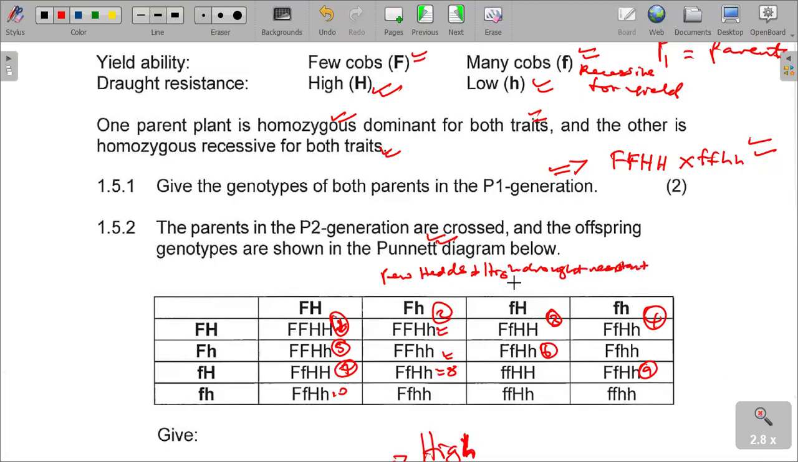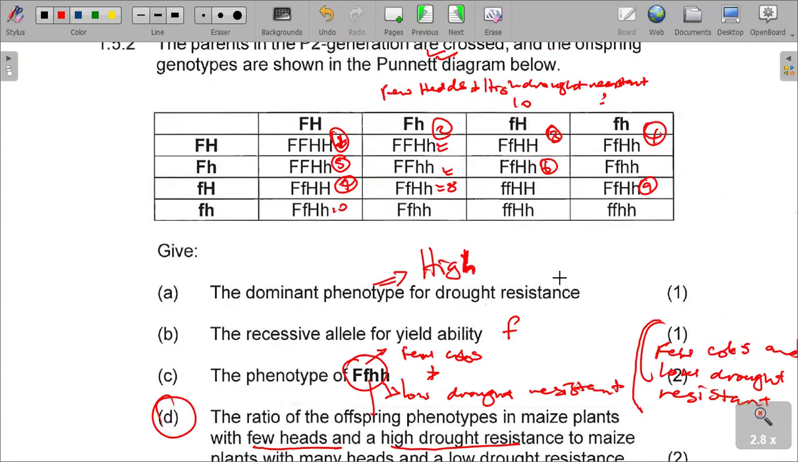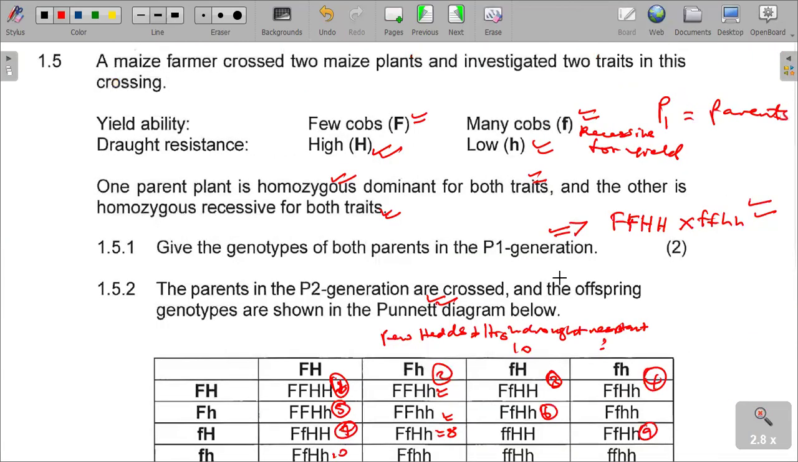I'm saying we have got 10 S2, low S2. We are saying S2 many heads and low drought resistant. Many heads and low drought resistant. So we should have many heads.